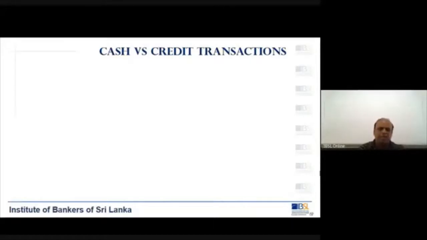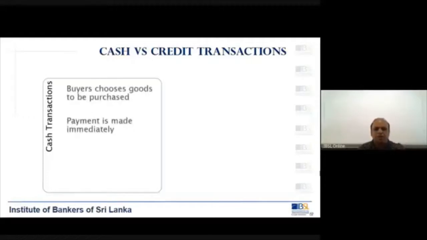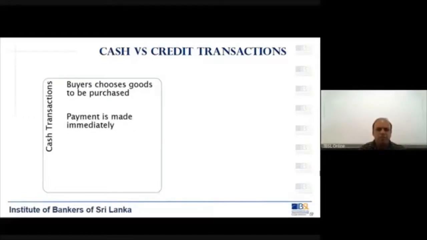So what do you mean by cash transaction here? The cash transaction is where buyers choose goods to be purchased and the payment is made immediately. Very clear. If you are a supplier who is providing, let's say, plastic goods, so when people buy goods from you, you might say, these are the plastic goods that I have, so you can choose one of those according to your choice, but the payment has to be made immediately.